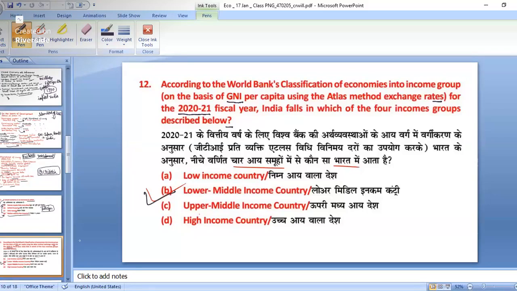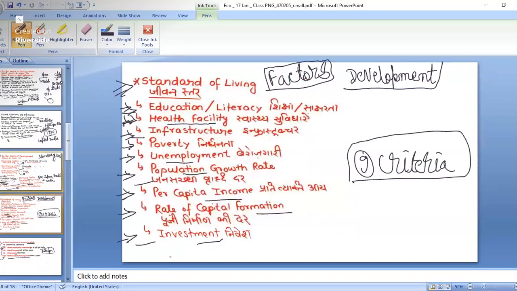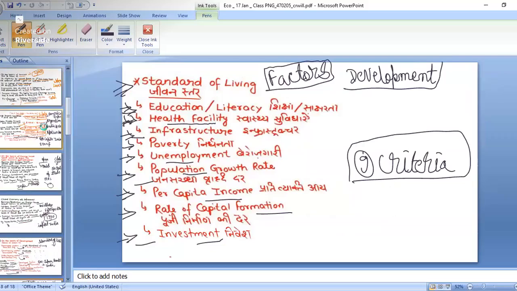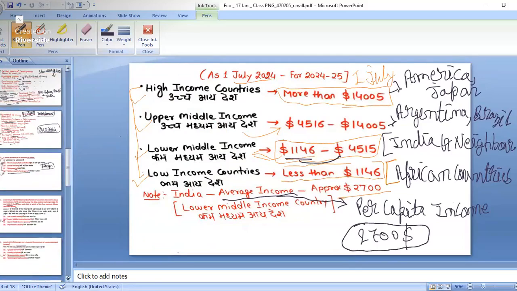Why are we part of the lower middle income countries? If you see the range, that is wide. The range lies from $1,146 to $1,515. So that range is more, and still we are at about $2,700 per capita income only. So we lie in the lower middle income countries.